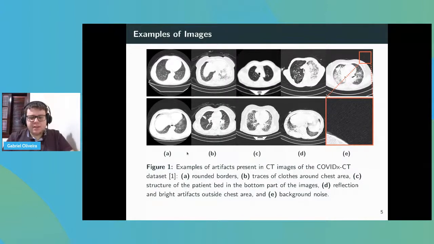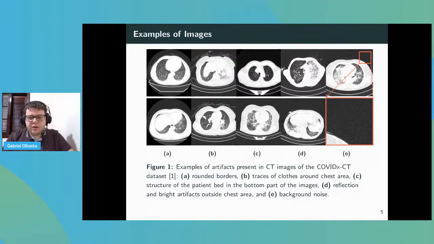And we can see too that there are some problems with the clothes that the patient is using, the structures of the bed where the patient took the exam, and some problems with reflections in the chest area. And here in the letter A, we can see that there are problems in the background, with noise in the background.